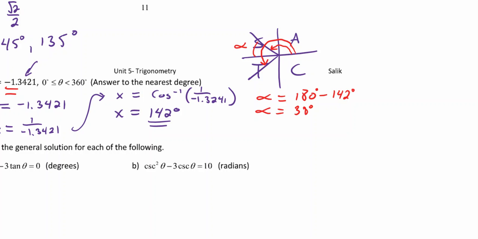Now, why is that useful? Because if my reference angle is 38 degrees, then so is this one. That's also 38 degrees. So that angle there would have to be 180 degrees plus my reference angle of 38 degrees, which is 218 degrees. So what are my two answers here? Well, x is equal to 142 degrees and 218 degrees.